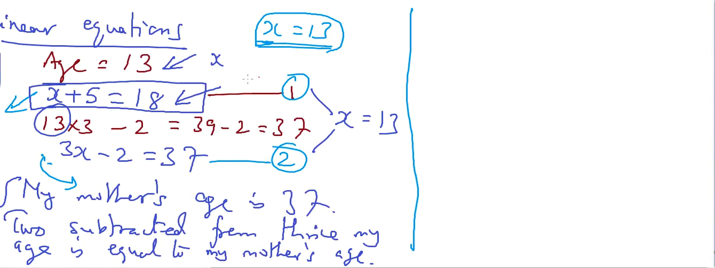Here in this first equation, we have x plus 5 equal to 18. To solve this, what do we do? We are interested in this variable x, correct? No other x is there in this equation. So here the x is called a variable. Other things, 5 and 18, are called constants.